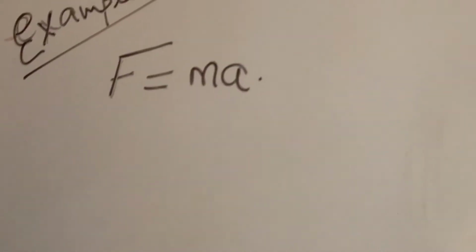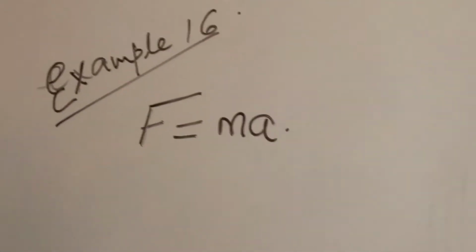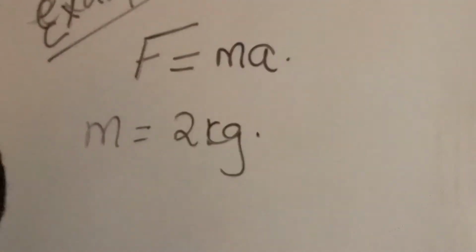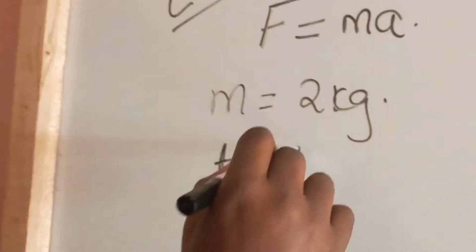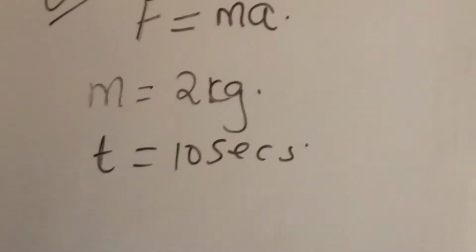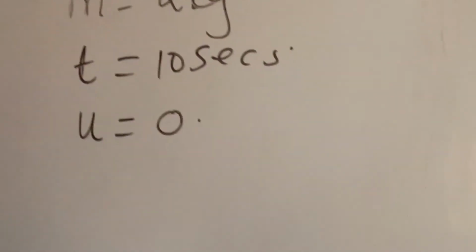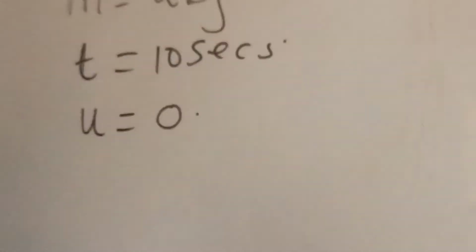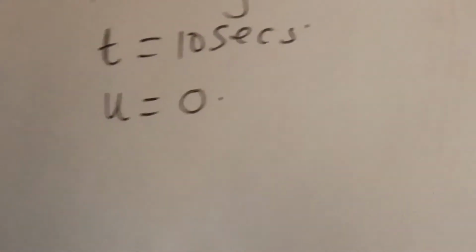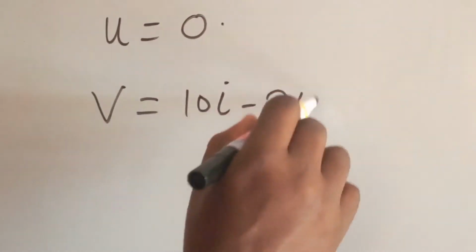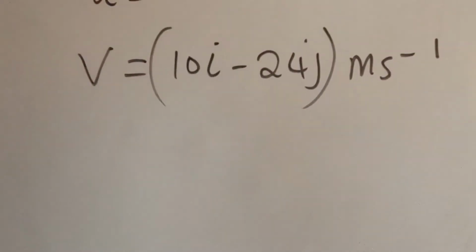Example 16, a constant force of F newtons acts on a particle of mass 2 kg. So m is equal to 2 kg. For 10 seconds, so t is 10 seconds. The particle is initially at rest, so u is 0, initially at rest, so the particle is not moving. And 10 seconds later, it has a velocity of 10i minus 24j. So v is 10i minus 24j meters per second. So we have everything. And then the question is asking us to find F.